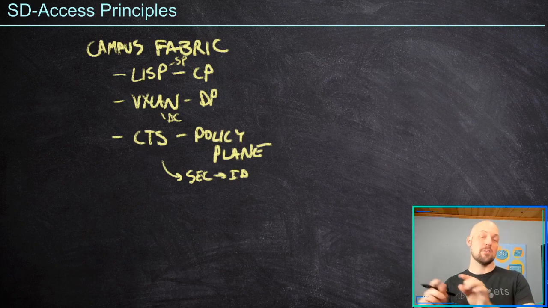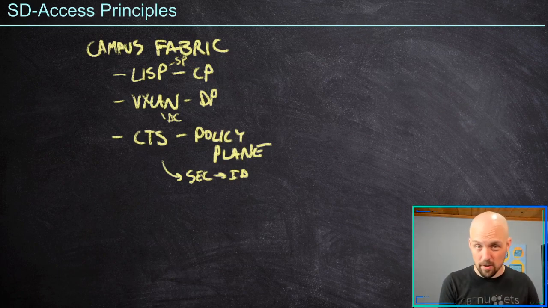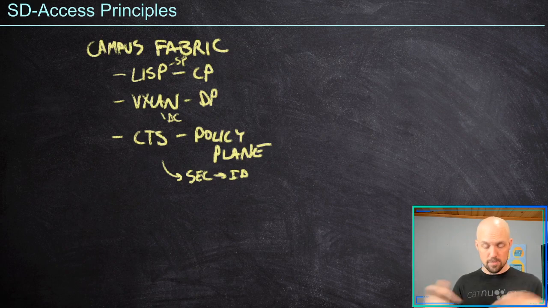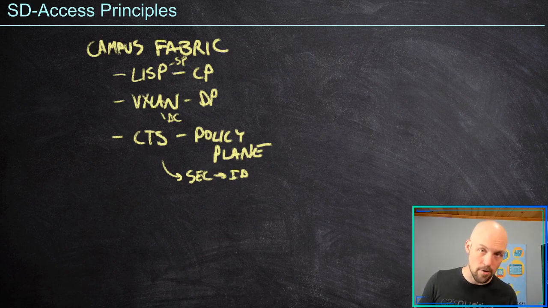So remember we said that policy gets enforced on the switch virtual interfaces. When a switch receives traffic off of VLAN 100, I treat all VLAN 100 traffic the same. I have forced policy against the fact that you're on VLAN 100.